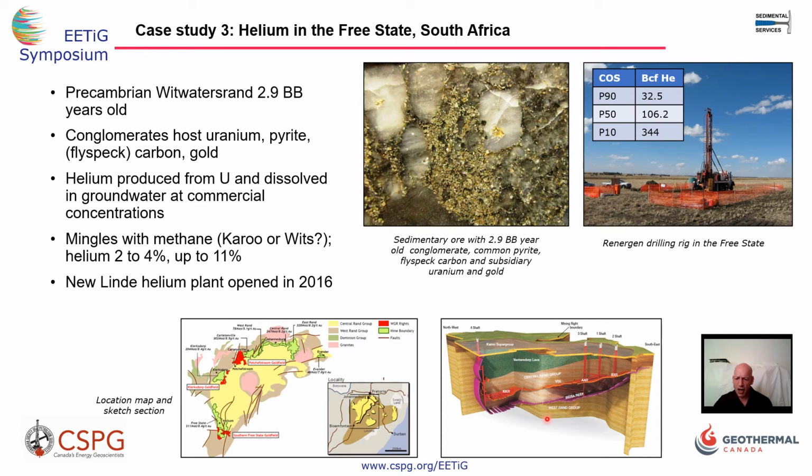This is what the section looks like. We've got these older rocks here, the Precambrian rocks, around 2.9 billion years old, overlain by lavas, which provide a very nice seal. These lavas are also of a similar age. Overlying that, we have the Karoo supergroup. What's happening is that these shafts here, which were originally for mining gold, have been repurposed to produce some of this groundwater, and they're also drilling new wells in the area to access the groundwater. This is an example of one of these wells, and you can see that the estimated content here, a P50, is around 106 BCF of helium, which is not to be sniffed at. It's definitely economic.